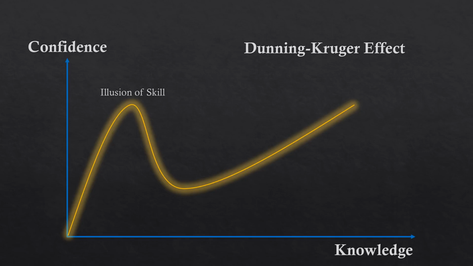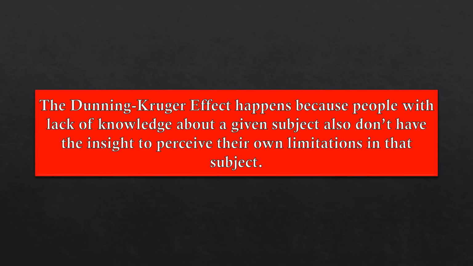As more knowledge is gained, the level of confidence drops because there is an increasing perception that things are more complicated than what the person thought them to be in the first place. If the person continues to gain knowledge, however, the level of confidence begins to rise again. But this time, the confidence level matches the level of skill obtained with true knowledge. The Dunning-Kruger effect happens because those who have shallow knowledge about something also don't have the insight to see their own limitations in that area.